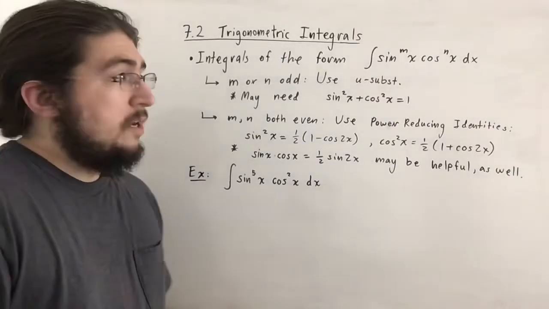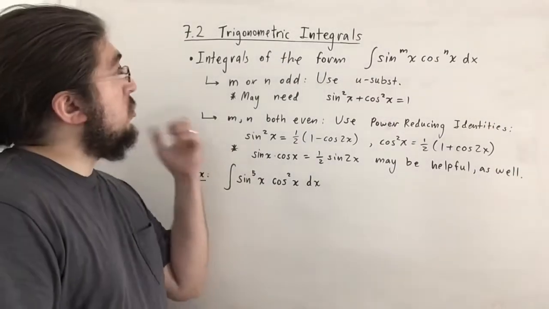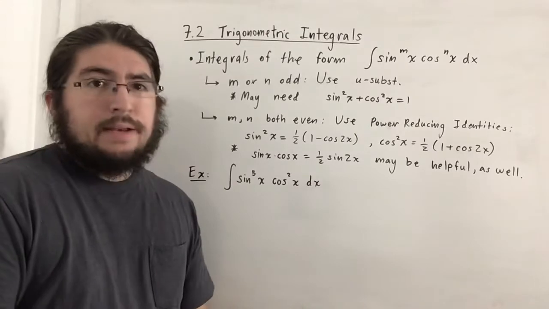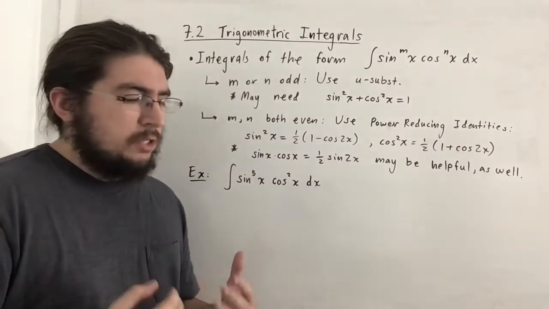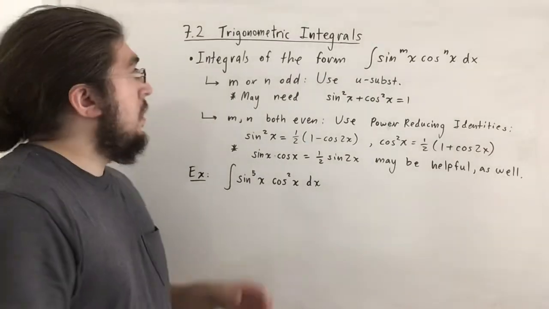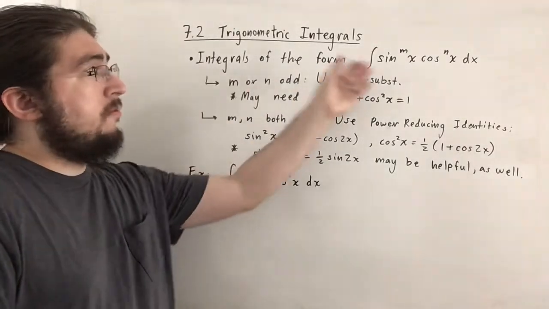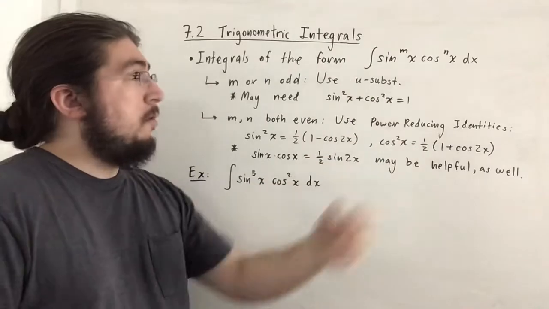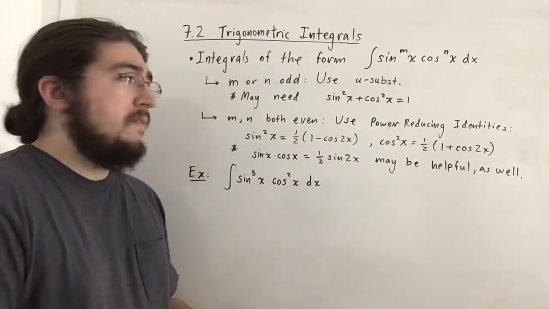Hello everyone, in this video we'll be discussing 7.2, which is trigonometric integrals, and there's kind of a lot to discuss here, but I'm going to try to do my best to basically give us an example for each particular case. Now here we're taking a look at integrals of the form a power of sine times a power of cosine, so it's a very particular type of trig integral.